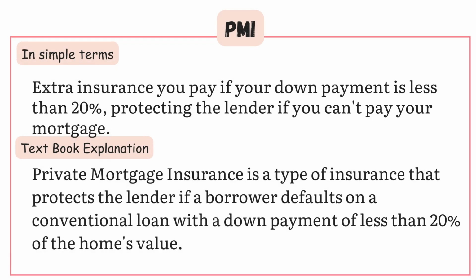PMI. In simple terms, it is extra insurance you pay if your down payment is less than 20%, protecting the lender if you can't pay your mortgage. As per textbook definition, PMI is private mortgage insurance, a type of insurance that protects the lender if a borrower defaults on a conventional loan with a down payment of less than 20% of the home's value.